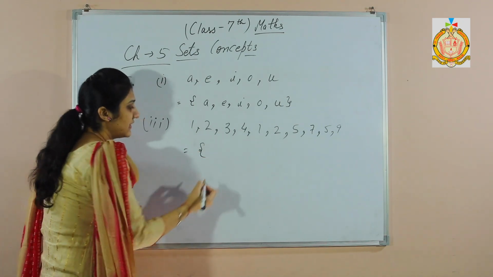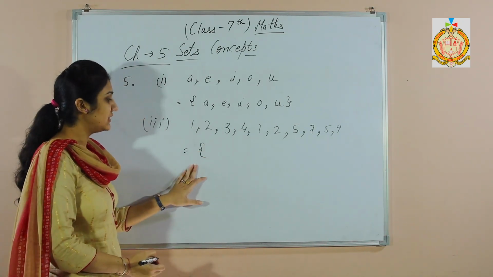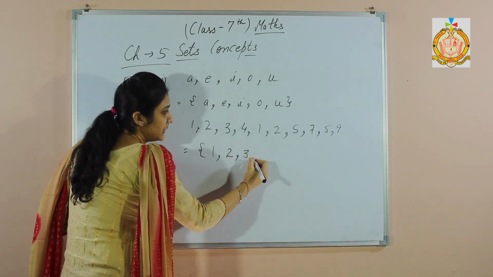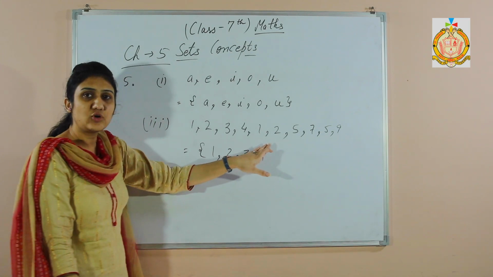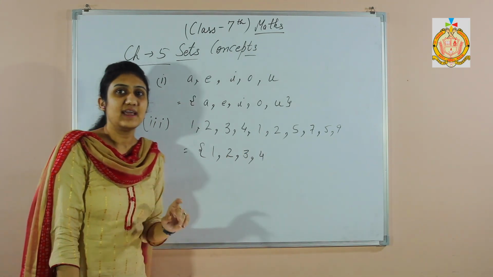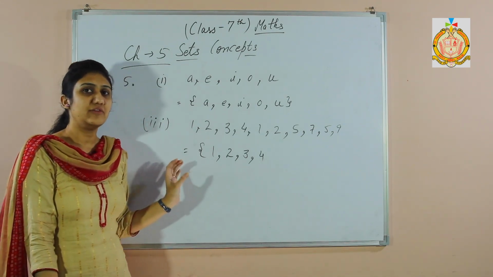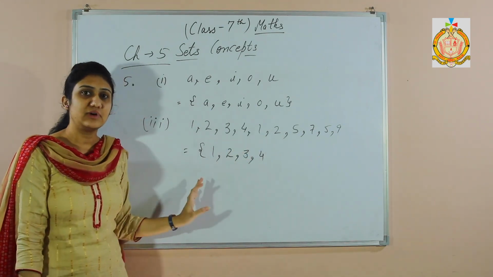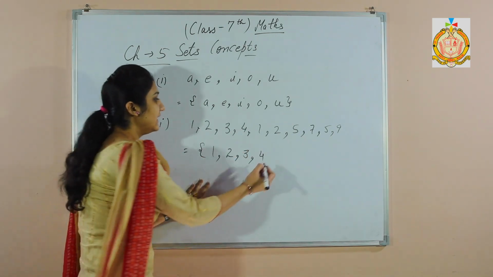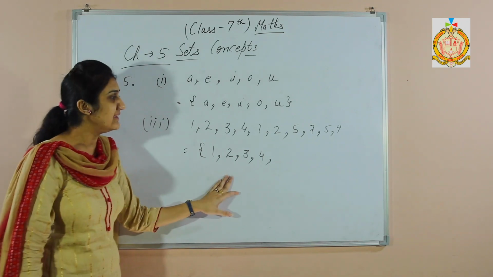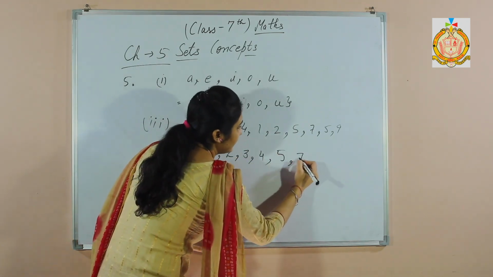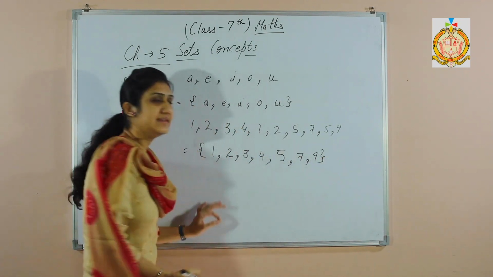First open your curly bracket, then write the elements 1, 2, 3, 4. Now 1 is already written, and a set is a collection of distinct elements, so we write each element only once and will not write 1 again. Again 2 is also written, so skipping the 2, we write 5, 7 and 9, and that's the answer.